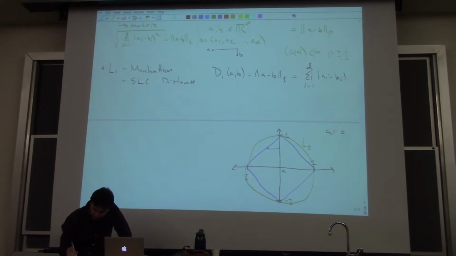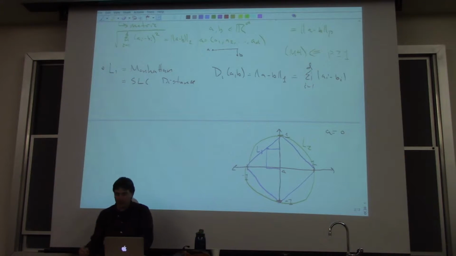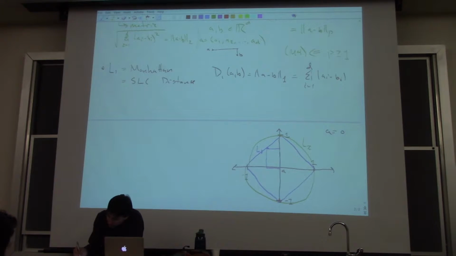Right, so if I go this way, it's the same. I can go in either direction. So those are both at distance 1. So this is for the L1 ball. Okay, let me do another one before we talk about the general LP balls.